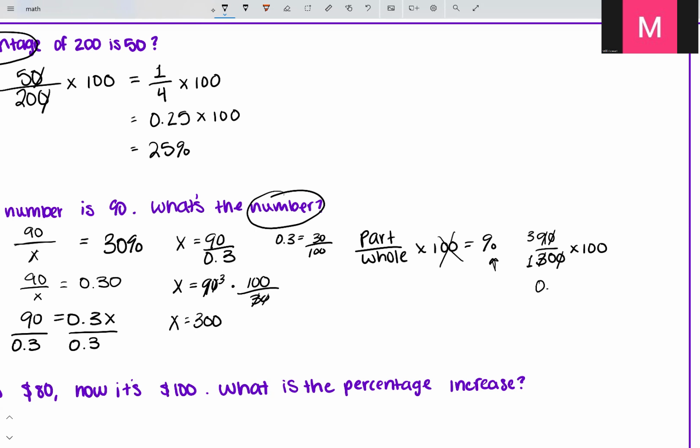Yeah, so that's 0.3 times 100 because we have 10 down here. So that's gone, the zero's gone. So we'll move our decimal that way, which equals 30%.